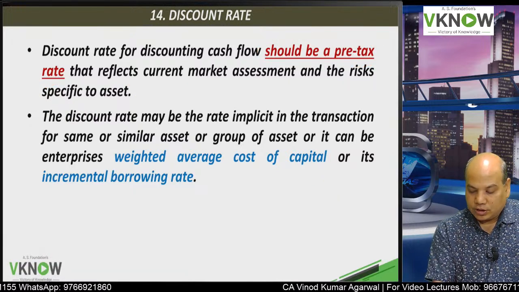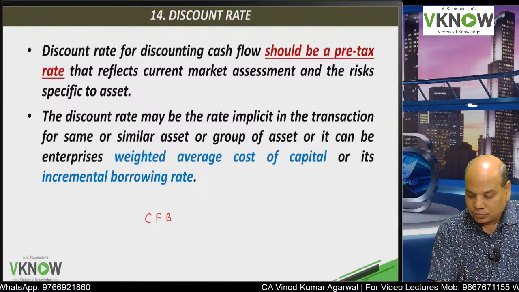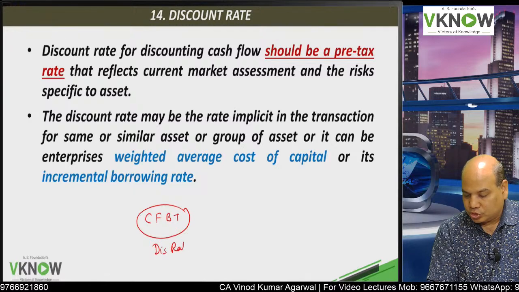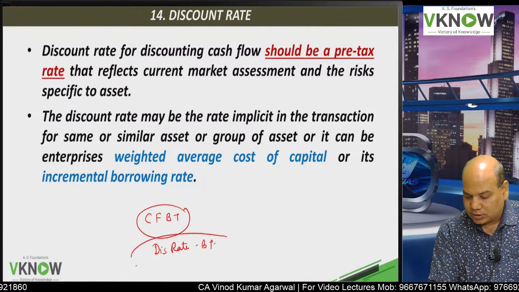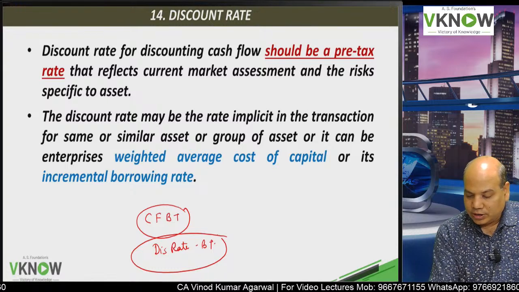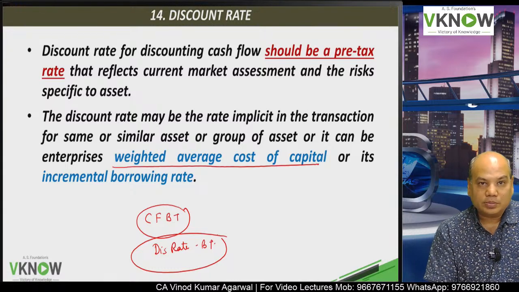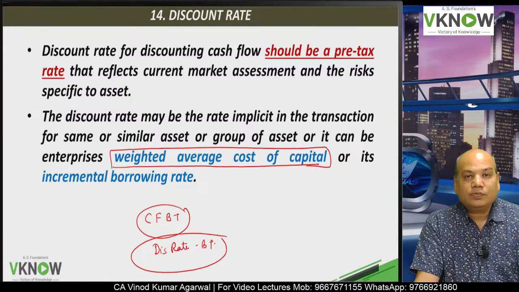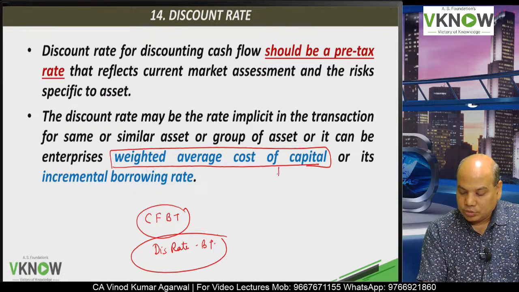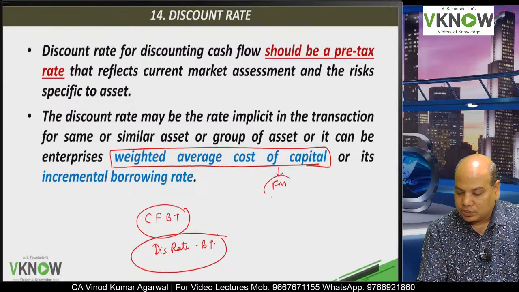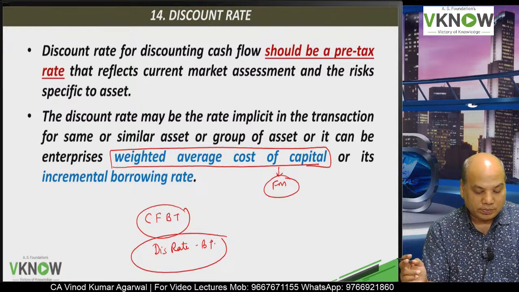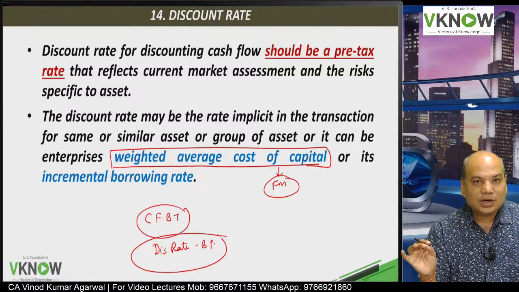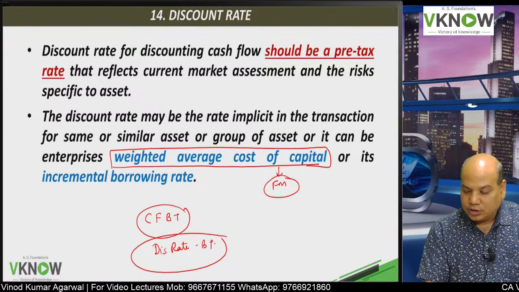Cash flow is before tax. Discount rate should also be before tax. Or you can take weighted average cost of capital of the company. Weighted average cost of capital means average of cost of different sources of finance. More about this in FM subject chapter called cost of capital. In account subject, they will give you the discount rate directly, but only for theory question.